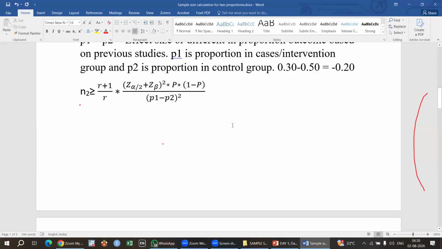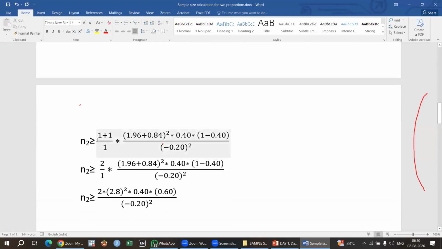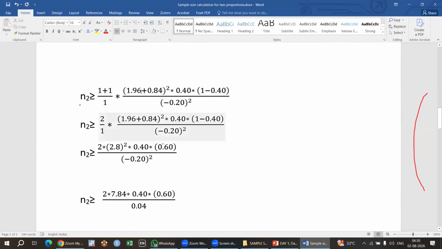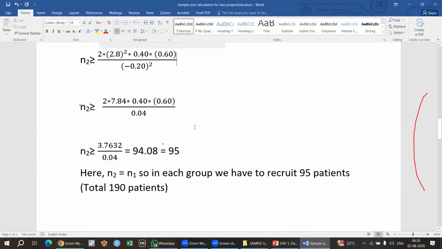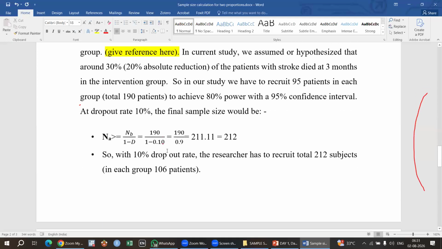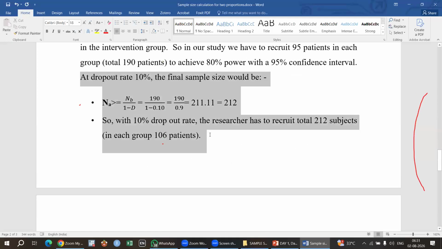Please do this. This is the formula. We have to put in all the values, then calculate step by step: 1.96 plus 0.84 squared, 0.40, 1 minus 0.40, and minus 0.20. Then step by step you will get around 94.08. So we have to take 95 without any addition, including loss to follow-up or non-response rate. After including the 10% non-response rate, we have to get this.